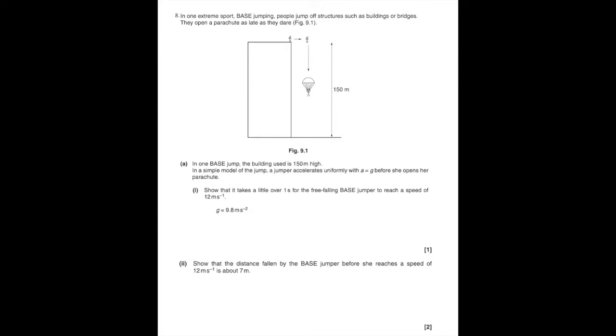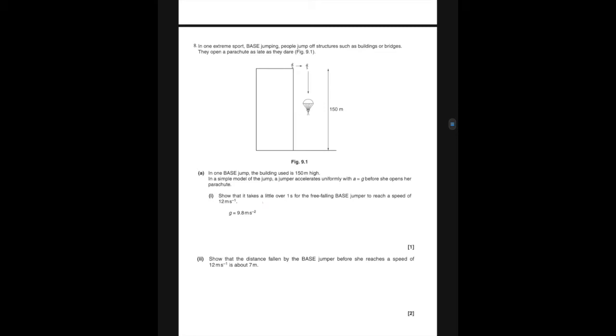Right, so we're on to looking at base jumping, people jumping off structures. So you've got a base jumper from a height of 150 meters, and as usual, accelerating uniformly with 9.8 meters per second squared. Part 1, show that it takes a little over 1 second for the jumper to reach a speed of 12 meters per second.